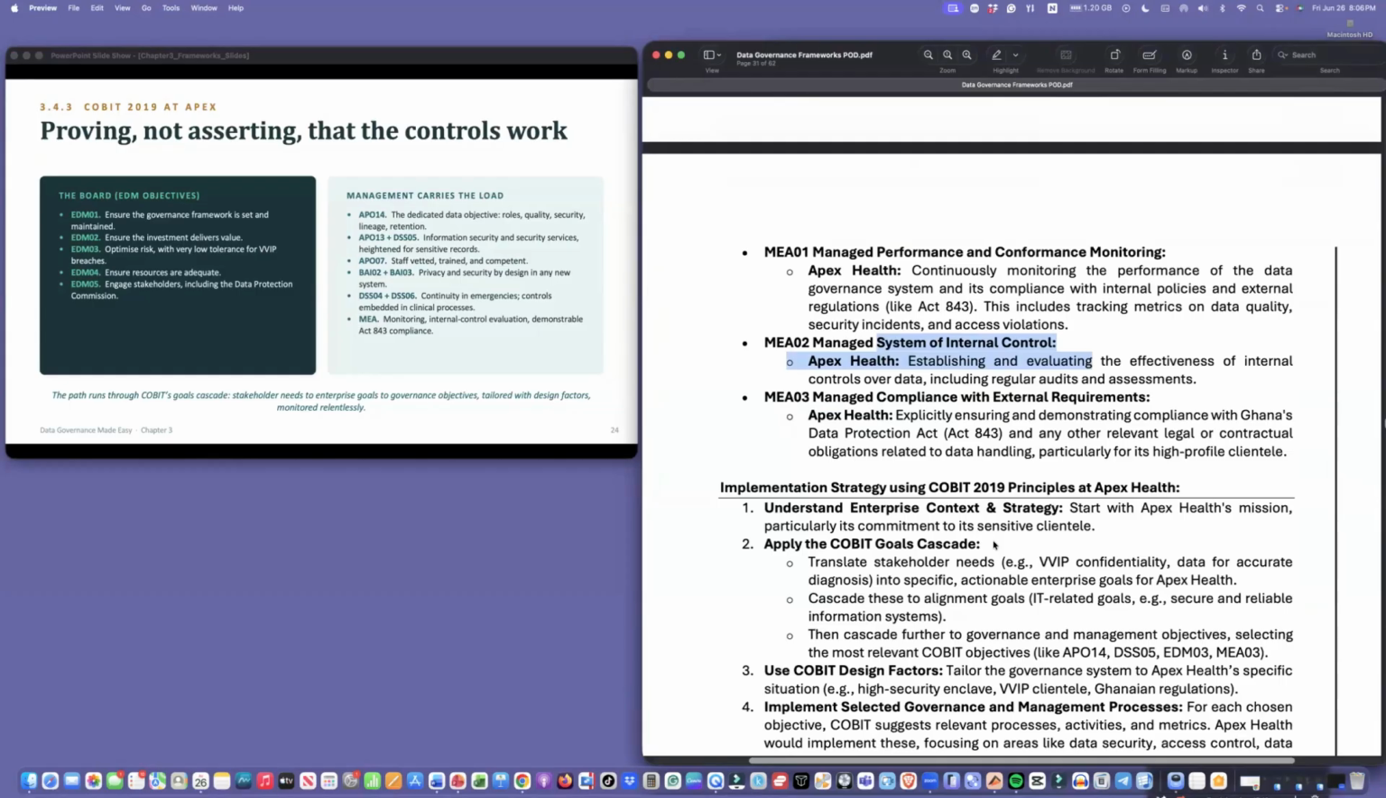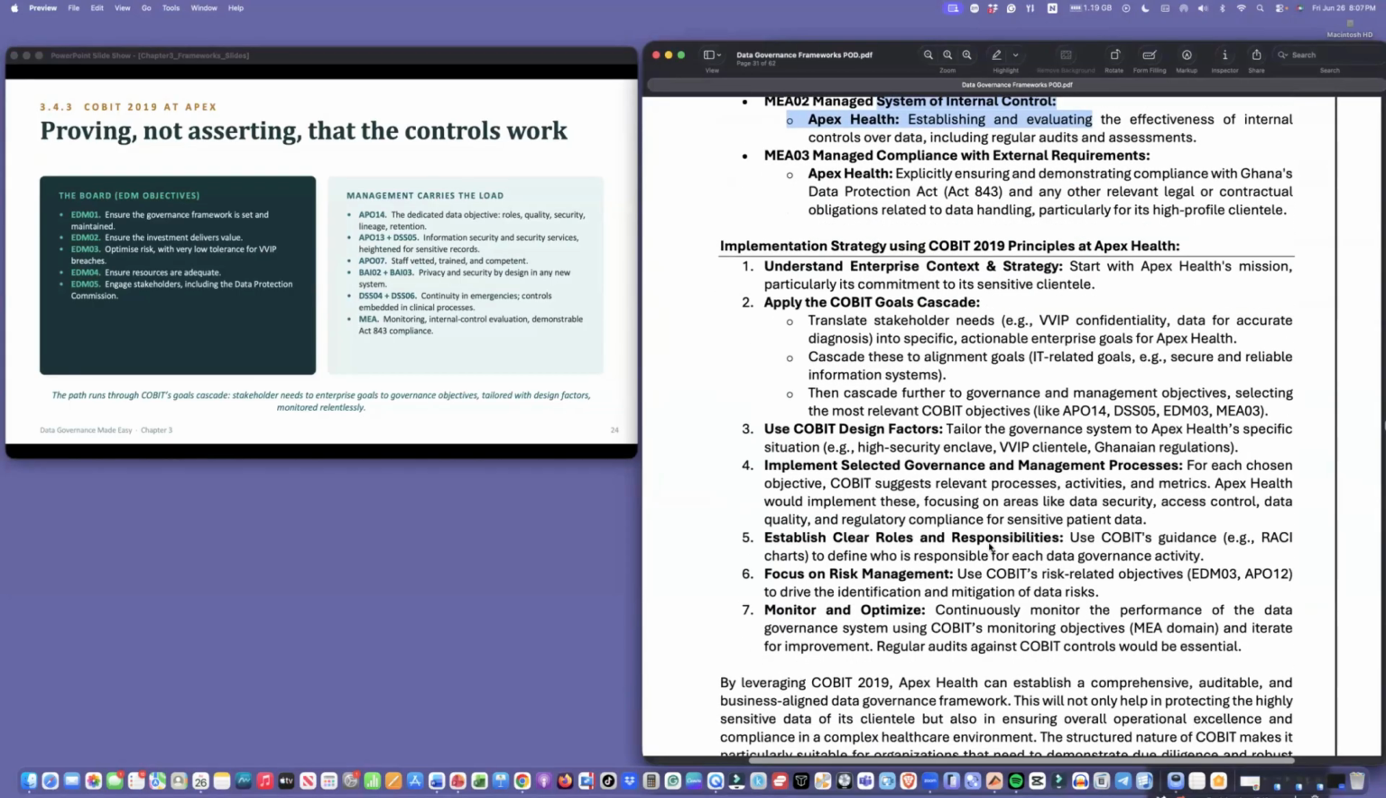So all these principles are in the COBIT, and there are quite a number of them. So how will it come into play? One, you have to look at your enterprise concept and strategy and check what is your vision and your mission, and then align it with the COBIT goals. Translate stakeholder needs. The stakeholder needs for a hospital like this is confidentiality, accuracy is important. These two are important, confidentiality and data accuracy.